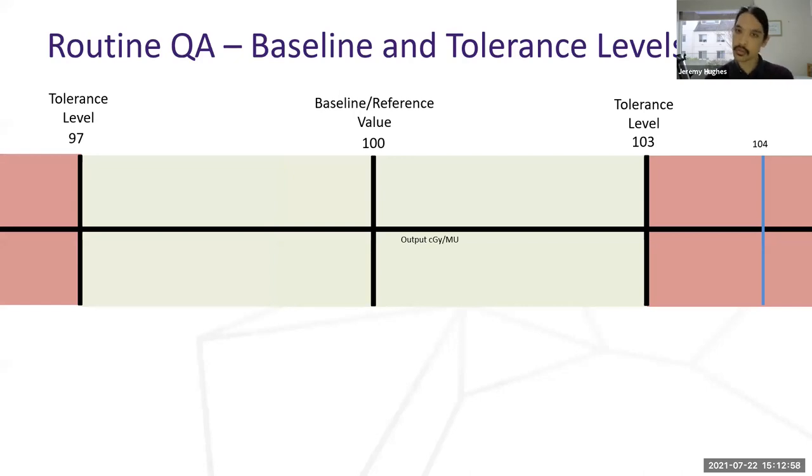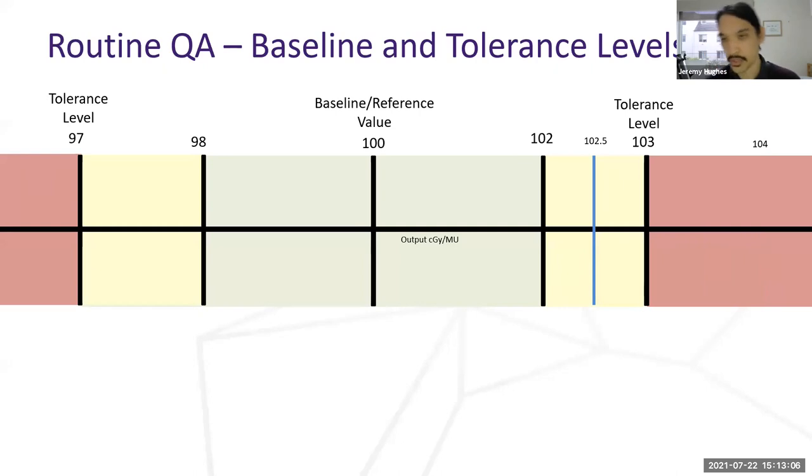There's another level, another action point, that's just within the tolerance level. This is basically a warning level. It warns you that it is slowly creeping up towards the tolerance value. If you do receive a reading inside of these warning levels, it's still clinically safe to treat, but when it's next clinically convenient for you, you should bring that back into baseline reference values.